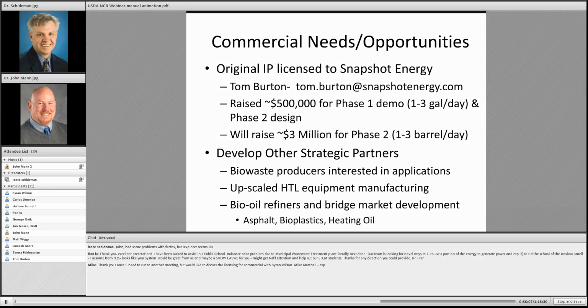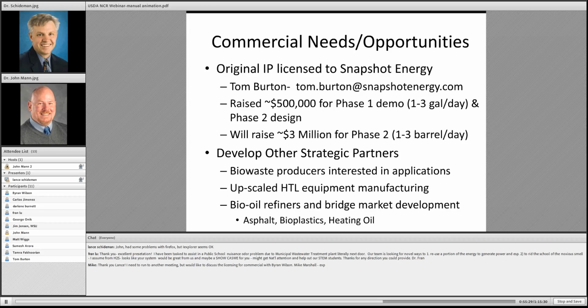There is a need for upscaling of the HTL equipment. Currently, that's not a piece of equipment that's readily available and off the shelf. There are attempts that have been made, but I think this is still a hole in the market. And then bio-oil refiners and bridge market development.